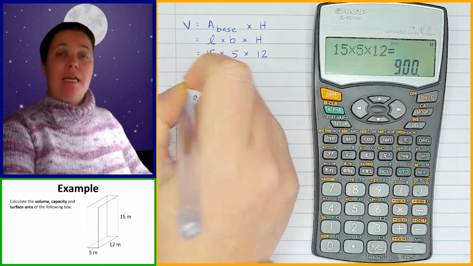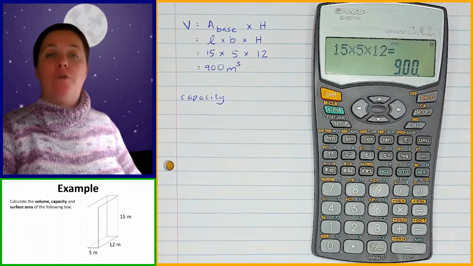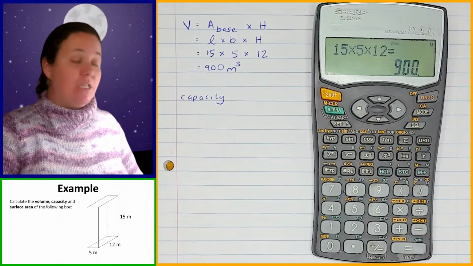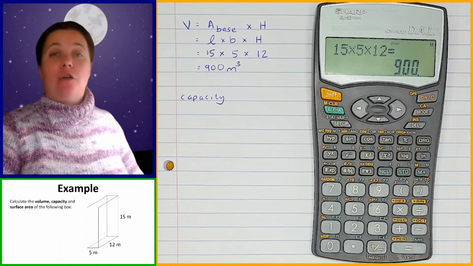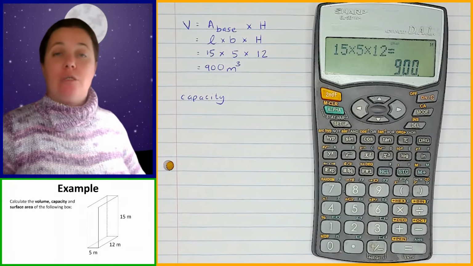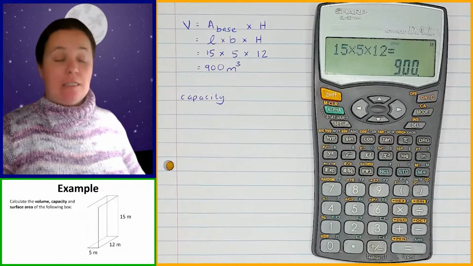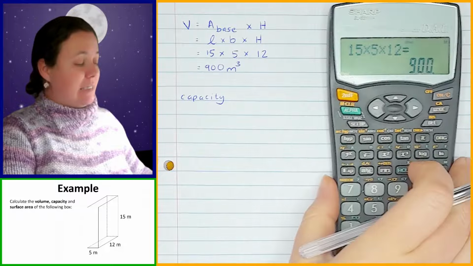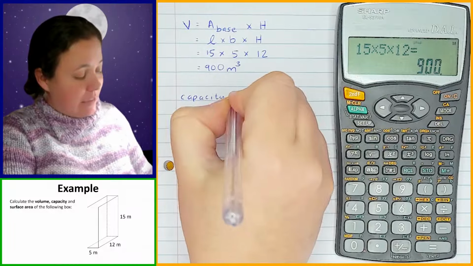I have to check if my volume is in one of the 2 units of measurement that I can just convert directly to capacity. In this case, meters cubed I can convert directly to capacity because meters cubed is the same as kiloliters. So over here, if it's 900 meters cubed, that means that it's the same as 900 kiloliters.